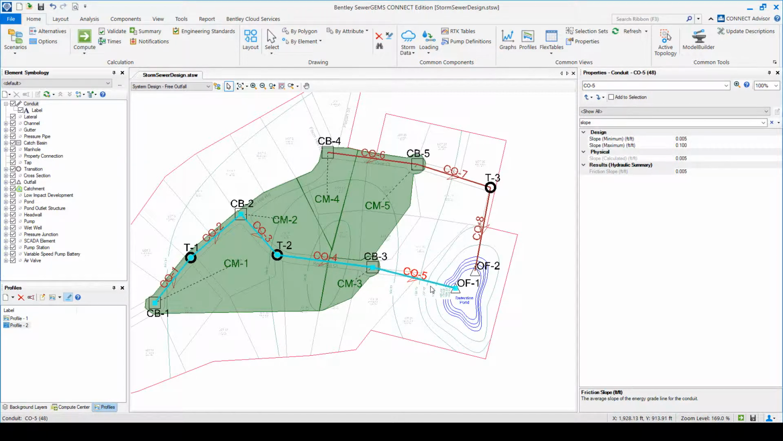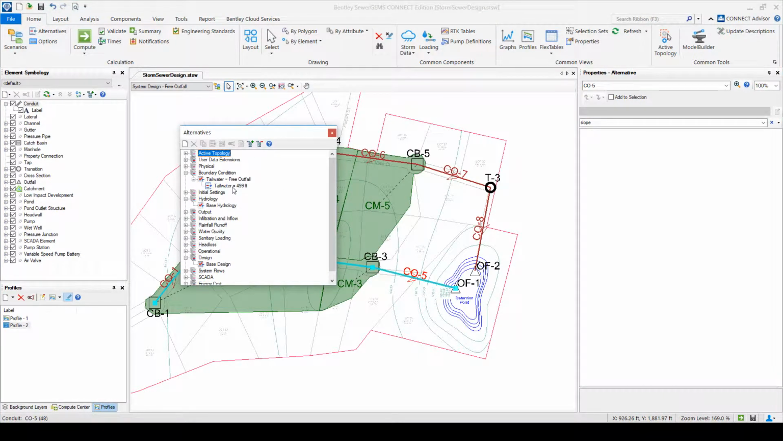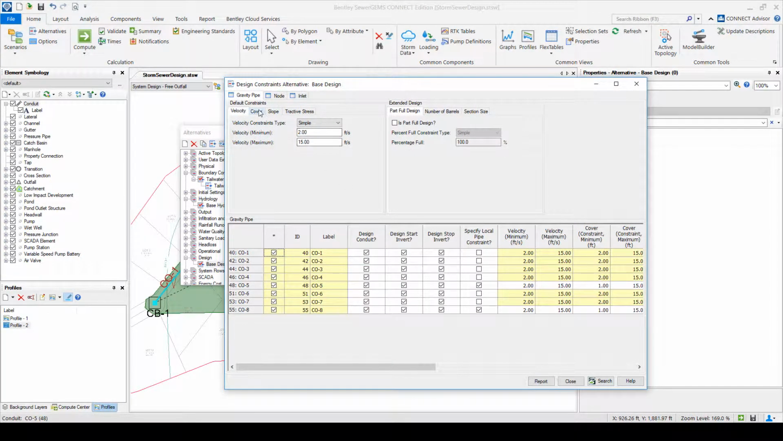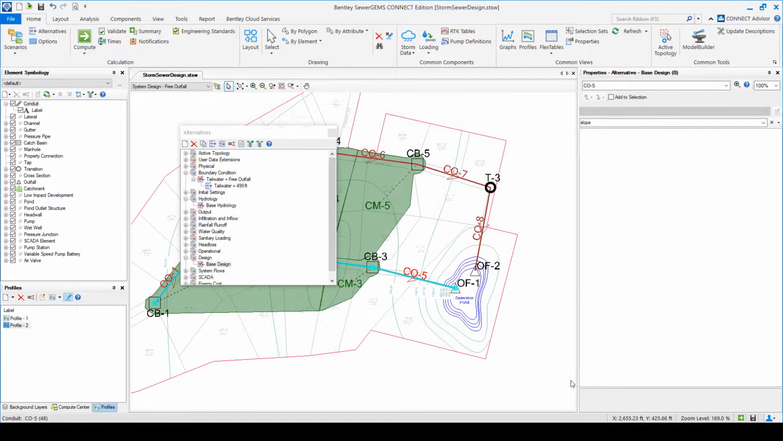So if you wanted to spend some more time and actually play with this file a little bit, you could go here and try to modify the minimum slope, and you'd probably come up with a different design.